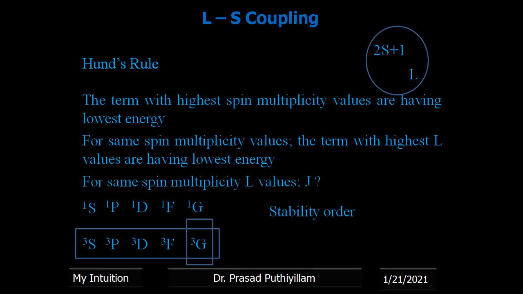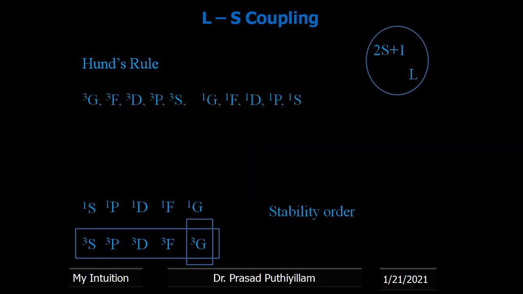Then, for the same spin multiplicity and L values, we have to check the J value to say which has the lowest energy. That I'll explain in the coming slides, so we'll restrict ourselves to this here. Now we need to arrange them in the order of their stability. Therefore, triplet G will be the lowest term. This energy state we have to write as the ground state. Then this will follow: triplet G, triplet F, triplet D, in this order the energy states are there.